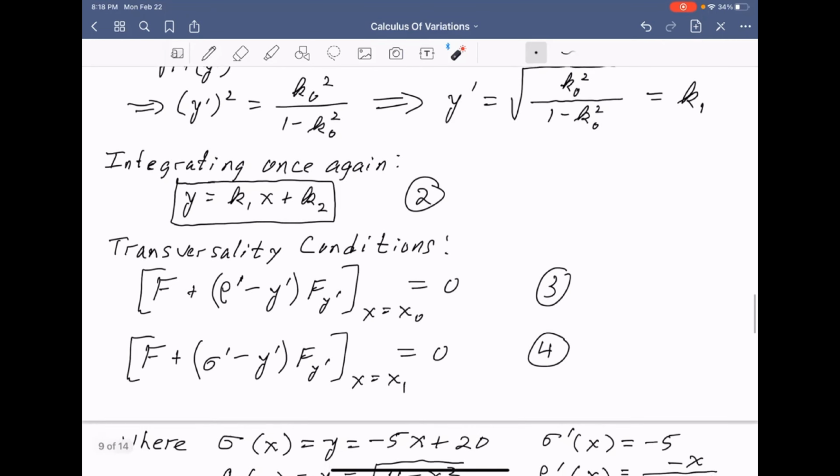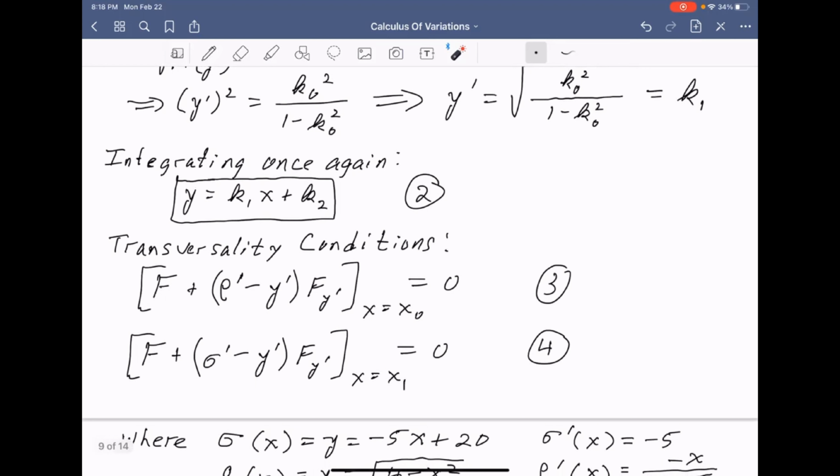The transversality conditions are given by f plus psi prime minus y prime, all times f y prime.